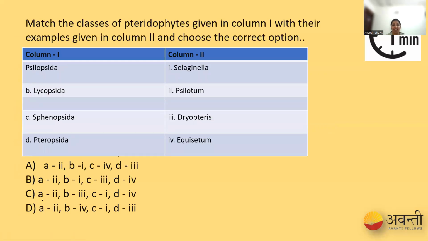Next question says match the classes of the pteridophyte given in column 1 with their examples in column 2 and choose the correct option. Column 1 says Psilopsida, Lycopsida, Sphenopsida, Pteropsida; column 2 says Selaginella, Psilotum, Dryopteris, Equisetum. We have to match the classes of the pteridophyte with their plants or the organism. So we have to find out the correct option. This is a direct question from the NCERT.